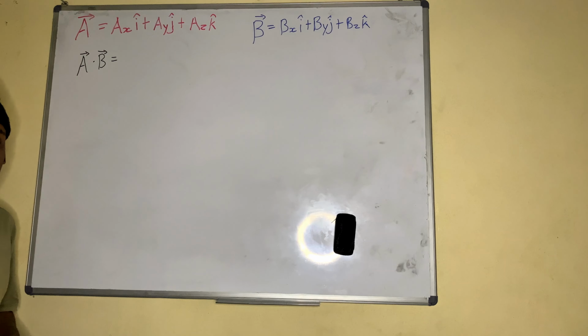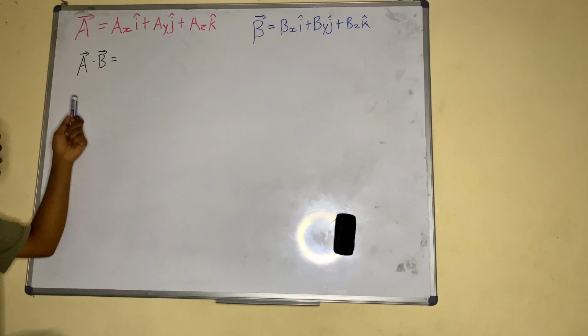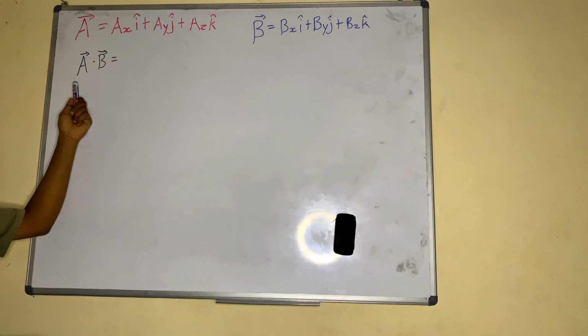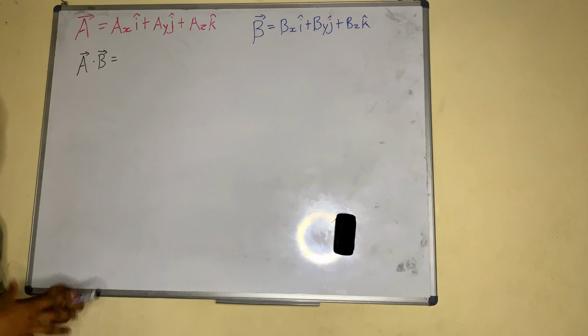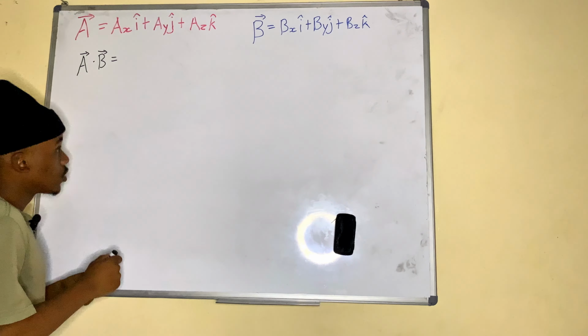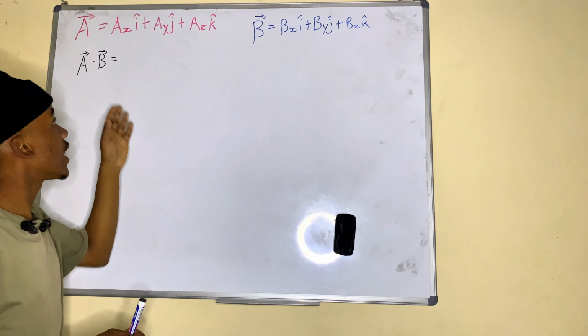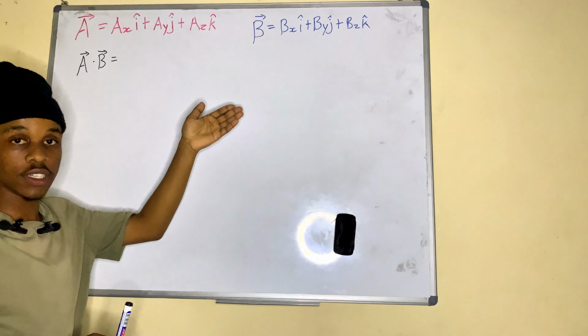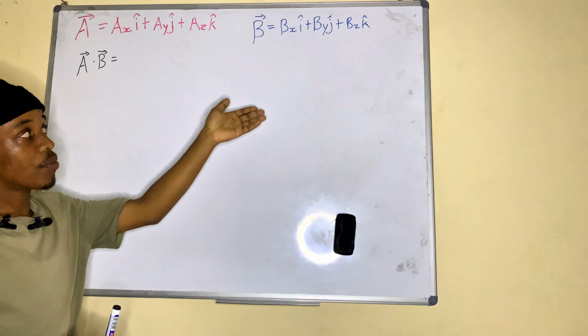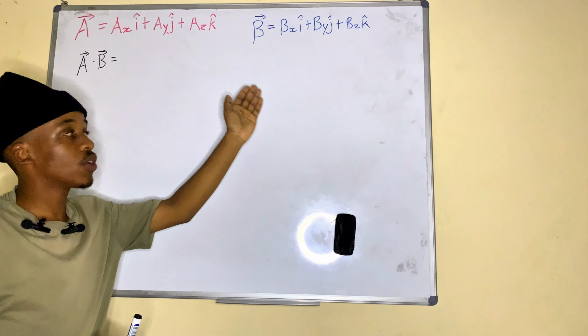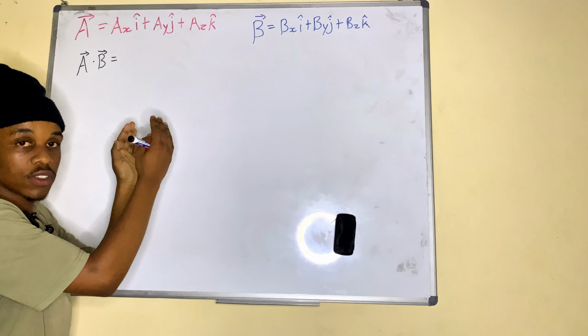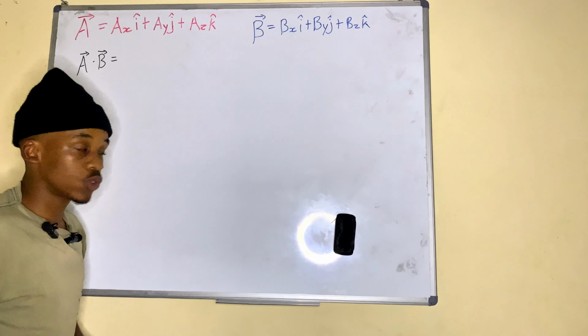The dot product of A and B is written with a dot in between vector A and B, indicating that this is a dot product. To find the dot product of our vectors, we multiply each corresponding component of A with the corresponding component of B, and then we find the total sum of those products.